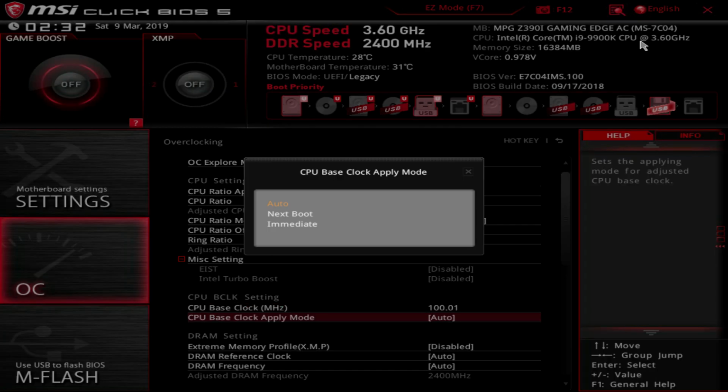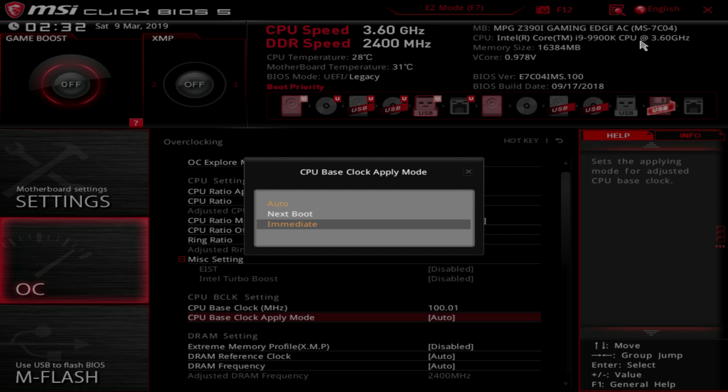Next, we've got CPU base clock apply mode. This is really cool. If we set this to immediate, it basically allows us to adjust the BCLK on the fly in the BIOS. So you can go into the BIOS and basically adjust the BCLK while sitting in the BIOS, which is kind of cool. But you can't adjust the voltages in the BIOS at the same time, so the usefulness of this is kind of limited.